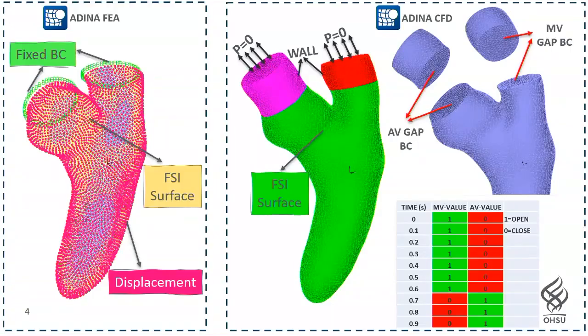And this is a simplified model. I didn't model the aortic valve and the mitral valve. Instead of modeling them, I use a flow boundary condition. It's called the gap boundary condition in ADINA.